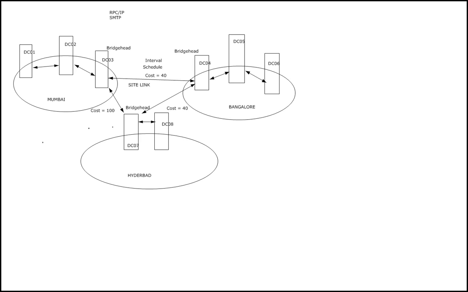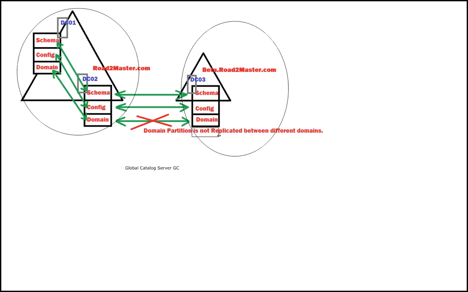There are a few things, let's talk about it like this. You have an AD domain, okay, called roadtomaster.com. We can probably go with that diagram and then talk about this. Let's say you have two domains, okay? Or let's talk about one scenario where you only have one domain, like roadtomaster.com. You are yet to make the second domain, okay?